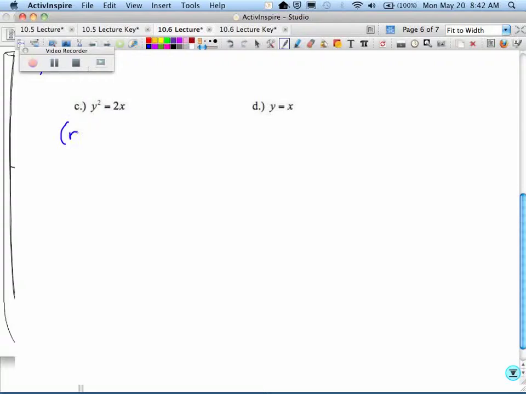So the y squared, now when I go to write that out, I'm going to write it as r sine of theta being squared, and x is r cosine, so 2r cosine theta. What do we need to do here?